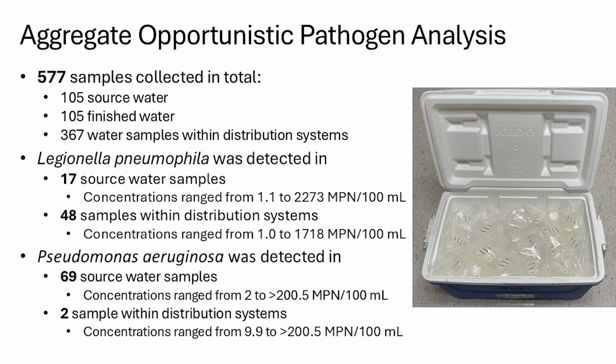For the opportunistic pathogens, there were 577 samples found. The majority of cases where we found occurrence for Legionella, and not for Pseudomonas, were in the distribution system and not in the source water. For Pseudomonas, it was in the source water and not in the distribution system. This was actually consistent with the findings from that previous EPA project, though we were looking at distribution systems this time.